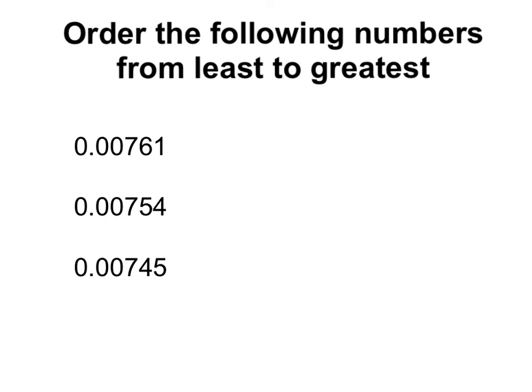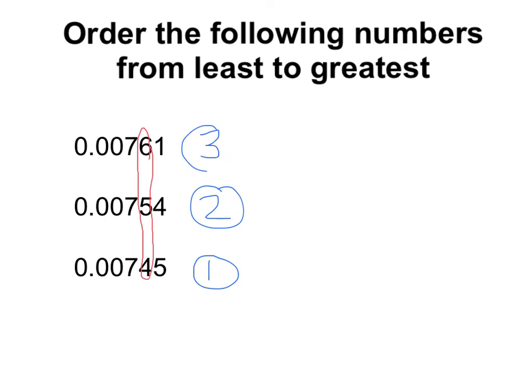Now we'll move on to the 10,000ths place. There's a 6, a 5, and a 4. These numbers are all different, so this will help us to compare them. So the smallest number in this list is 745 hundred-thousandths. The second smallest number in this list is 754 hundred-thousandths. And the largest number in this list is 761 hundred-thousandths.